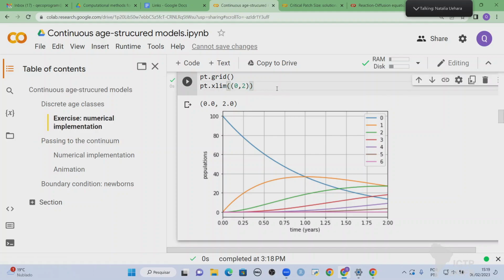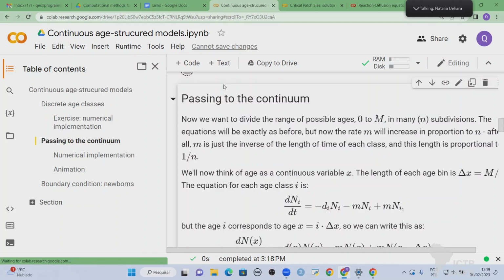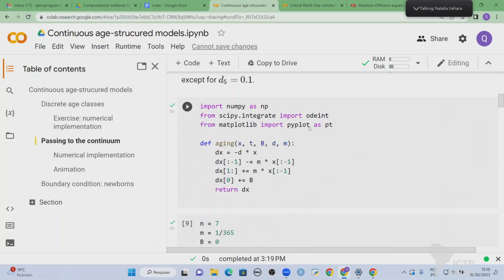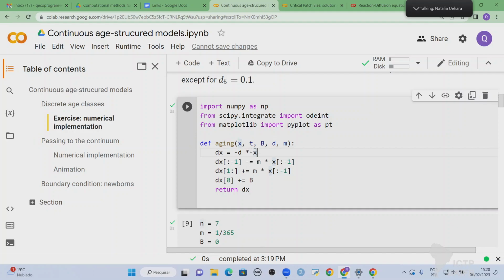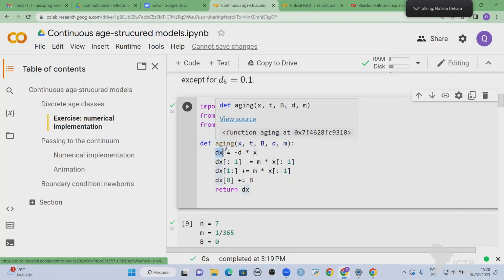Can you go over the function again? Because I didn't understand how you build it. Okay, so the aging function over here. Yes. I defined a new variable that will be the right-hand side, the derivatives.